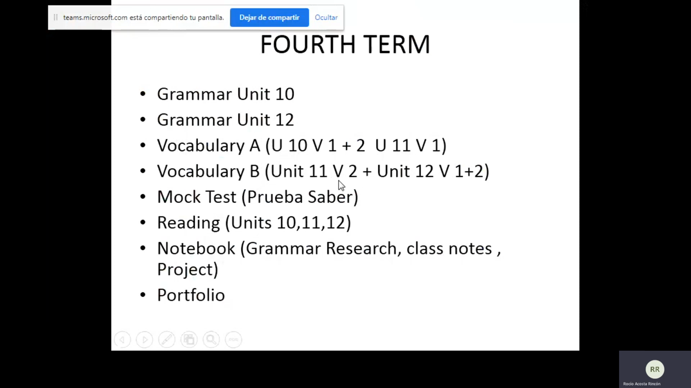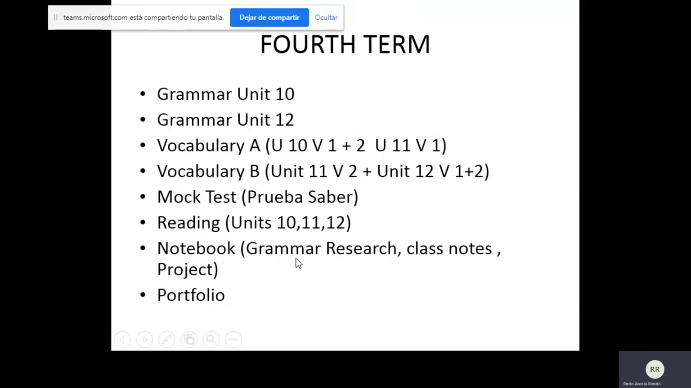Okay? So I placed here the mock test or Prueba Saber, but I prefer that when we finish the two grammar sessions, we immediately do the mock test, because your test will be in the first days of November, right? So after we finish the two grammar sessions, we're going to take the mock test. Afterwards, we're going to have the document in which you're going to cover the readings on Units 10, 11, and 12. And finally, I'm going to grade the notebook.